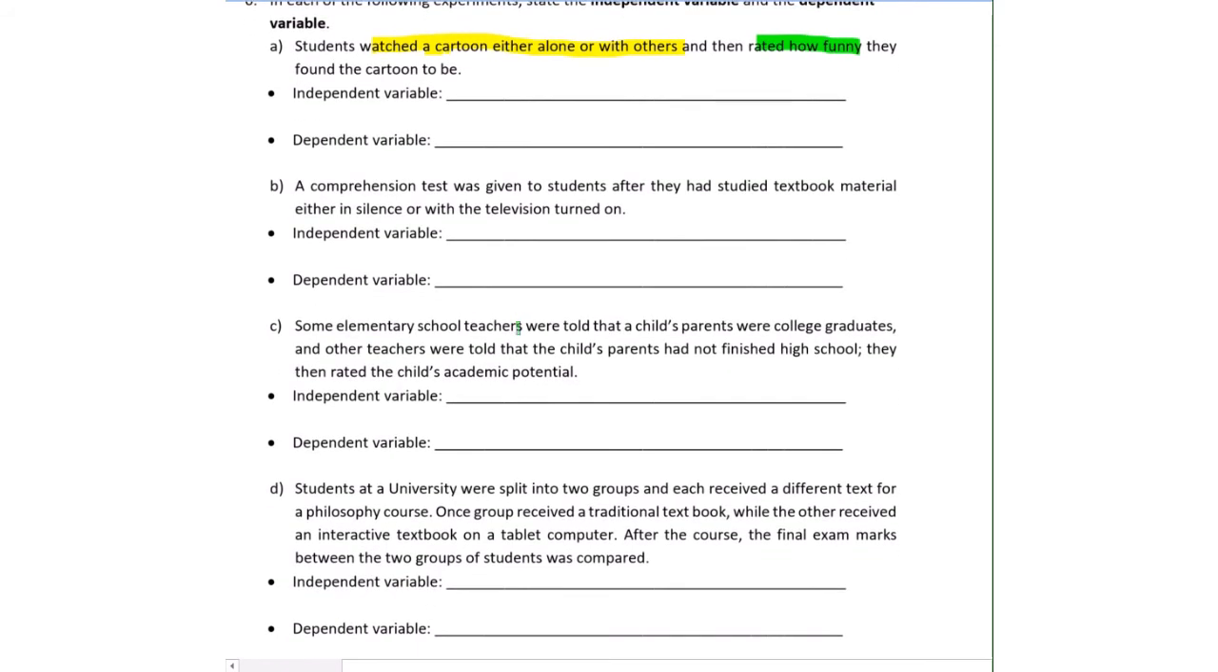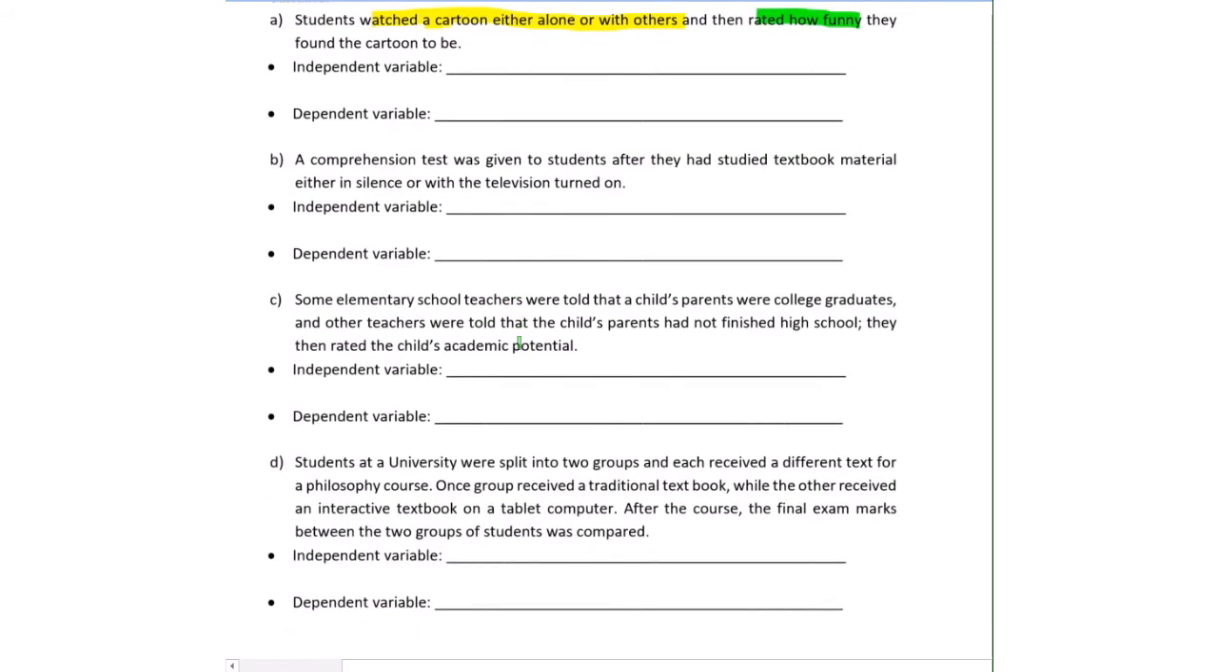Next, a comprehension test was given to students after they had studied textbook material either in silence or with television on. So the independent variable is going to be whether they study in silence or with television on. And the dependent variable would be the test results. So this one I have to write down because it's not part of a sentence. So test results for the comprehension test.